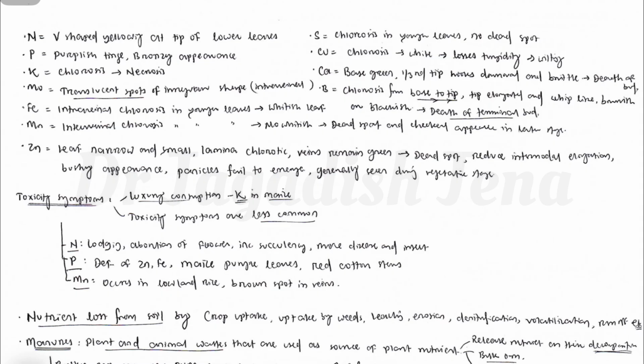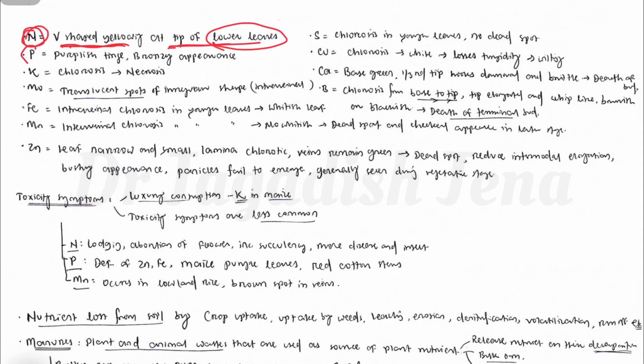Now coming to each individual nutrient, what type of deficiency symptom you can expect in the field due to their deficiency. So for nitrogen, the deficiency symptom will be V-shaped yellowing at the tip of the lower leaf. The deficiency symptom appears at the lower leaf because these are highly mobile nutrients in the plant. So at the tip of the lower leaf there will be V-shaped yellowing. That means starting from the midrib, it will look like a V-shaped yellowing in the leaf.